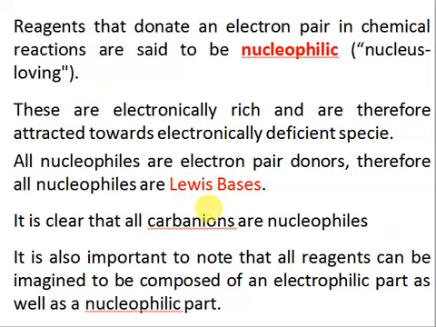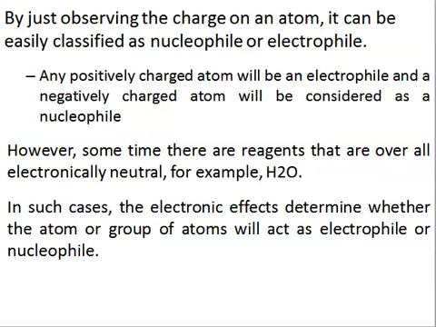So it's important to note that all reagents that you will be using in reaction chemistry are composed of a partial positive end and a partial negative end, right? So all reagents are composed of an electrophilic part and a nucleophilic part. We shall identify which part will act as electrophile and which part will act as a nucleophile, right? So by just observing the charge on an atom or group of atoms, we can easily classify the reagent or species as a nucleophile or an electrophile.